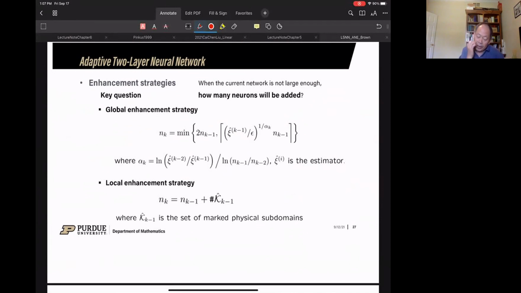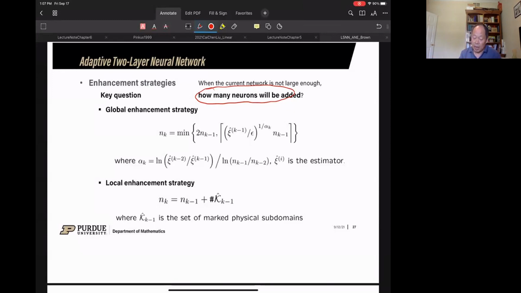So here the main question is, as I said, when this one is not enough, how many neurons can we add? Because it's 2-layer, I don't worry about which layer. I only need to worry about how many neurons we need to add in the current layer. And so we have 2 strategies. One is the global strategy. This is different from adaptive mesh refinement, because the neural net is more like a global phenomenon, right? So in a way, I can just do global enhancement.